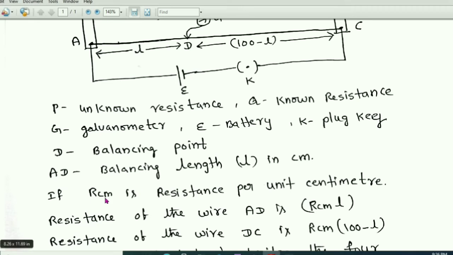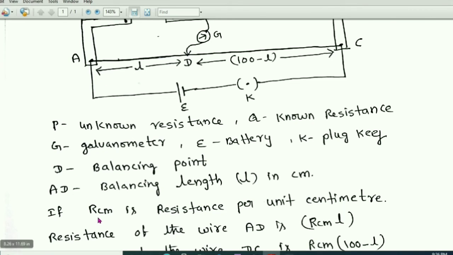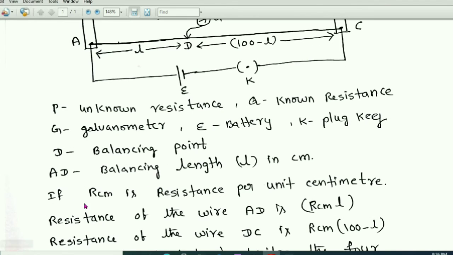Now let us say RCM. R is the resistance. RCM is the resistance per unit centimeter. That means per 1 centimeter of wire the resistance is RCM. That means if you take 1 centimeter of this 100 centimeter wire, the resistance of the 1 centimeter wire is RCM.